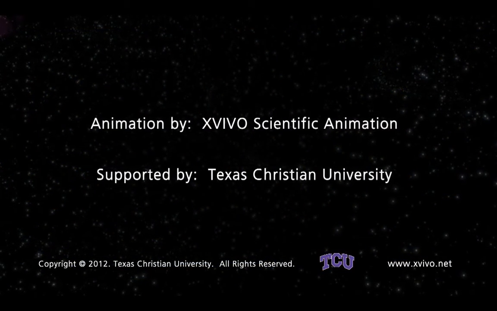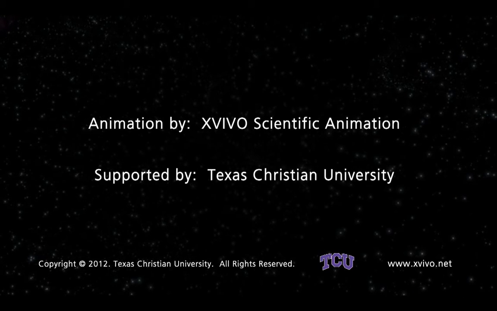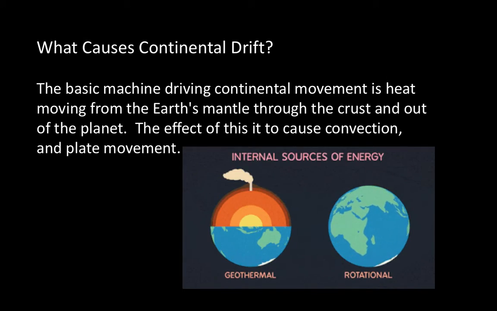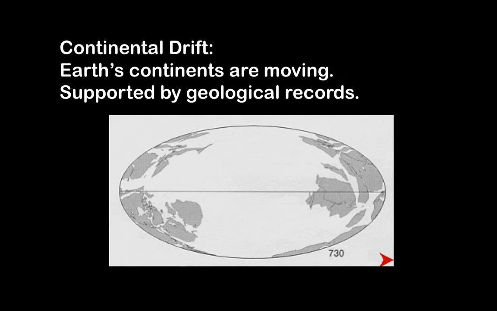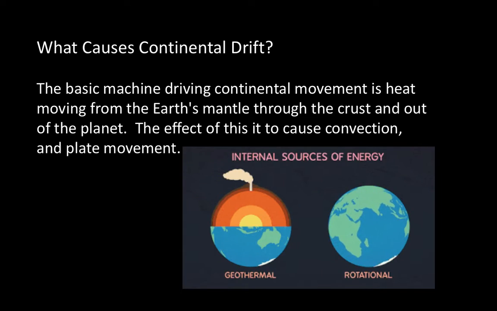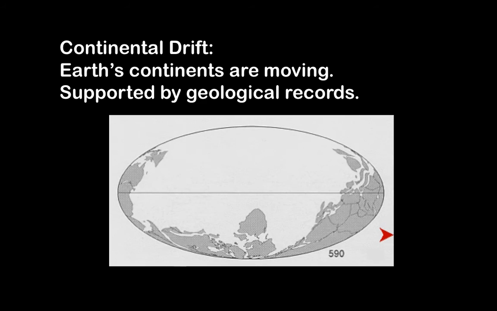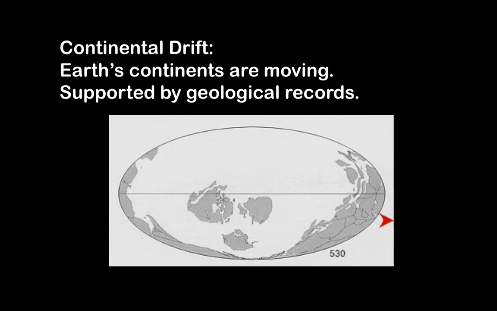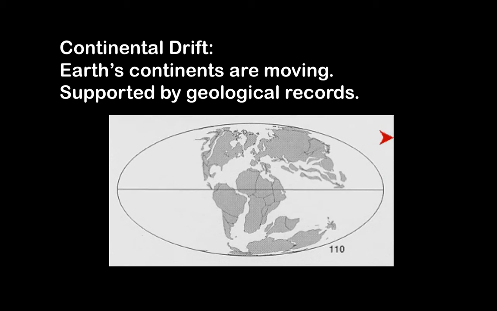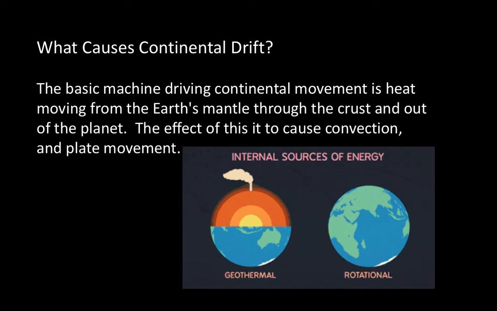So, there you have it, continental drift. Earth's continents are moving around. And continental drift is not the same thing as plate tectonics. 2 different theories. Continental drift is a piece of evidence that supports the theory of plate tectonics. So when I say they're different, they're not completely different, but there are subtle differences between continental drift and plate tectonics.